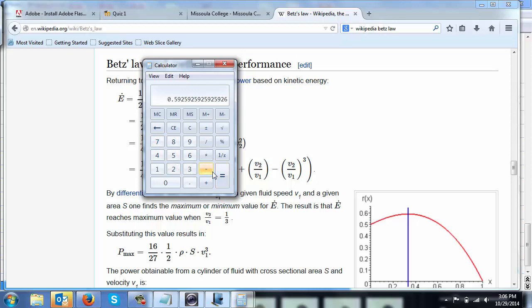59.2. I was about to say that Betz's limit was 57. It's close. It was another odd number in the high 50s. 59. So that's Betz's limit right there. That's the theoretical maximum efficiency that you can ever get out of a wind turbine.